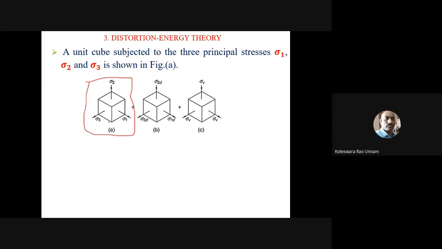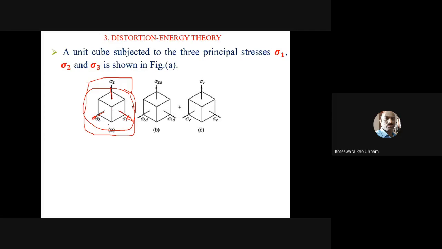I have a stress element. I can represent the stress element by taking an elemental cube at the point where I am going to calculate the strain energy. Now I have taken the three principal planes here. This is the sigma 1 direction, this is the sigma 2 direction, and this is the sigma 3 direction. Because of sigma 1, sigma 2, sigma 3, in some places there may be shear stress, maximum shear stress. Sometimes there may be a normal stress.